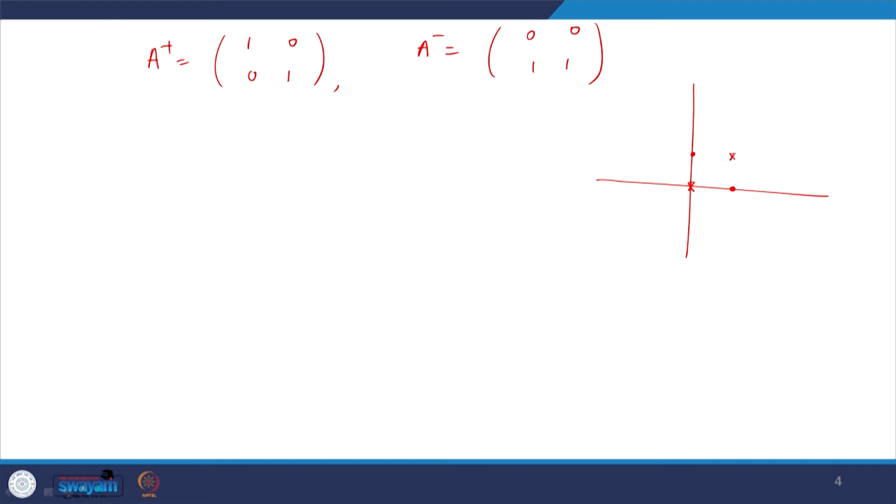So, the convex hull of these 2 points is this line and the convex hull of these 2 points is this line. So, they are not disjoint. So, that means they are not linearly separable.